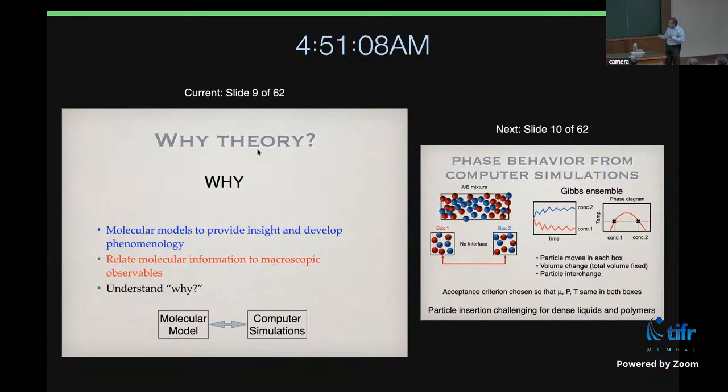Okay, so this is a slide I picked from the introductory talk I gave to grad students. We're not really interested in what happens, because the easier way to do that would be to do an experiment. I mean, experiments are generally easier than theory, right? So yes. That's true.